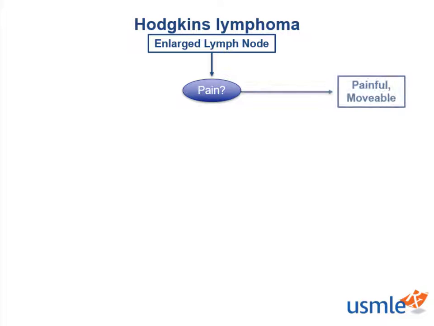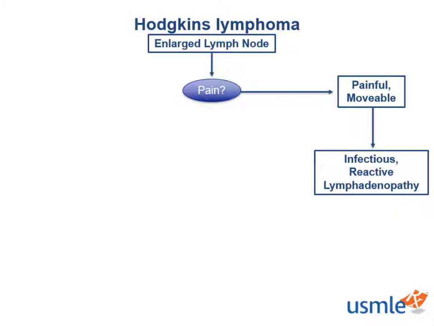Understanding Hodgkin's lymphoma starts with understanding the workup of an enlarged lymph node. The first question to ask is if it is painful. If the enlarged lymph node is painful and movable, this likely represents an acutely infectious process, leading to reactive lymphadenopathy. Imagine someone with strep throat. The lymph nodes of the cervical region and even the supraclavicular region may be enlarged as it drains away that infection from the throat. That would lead to painful reactive lymphadenopathy.